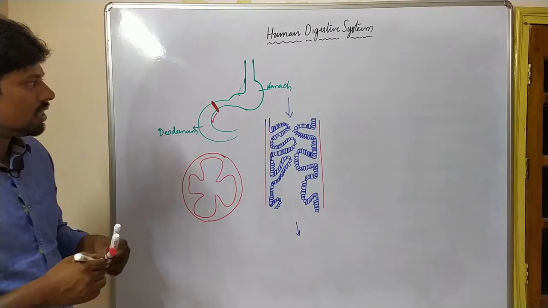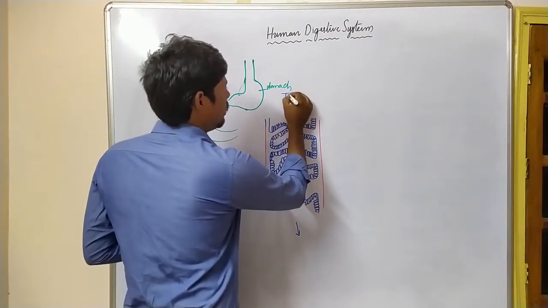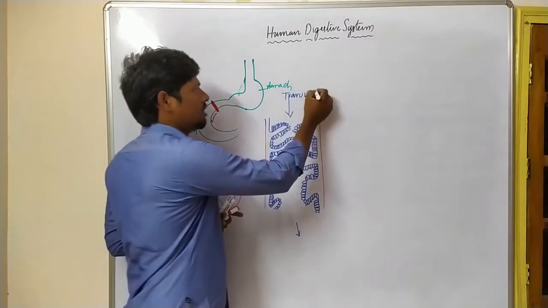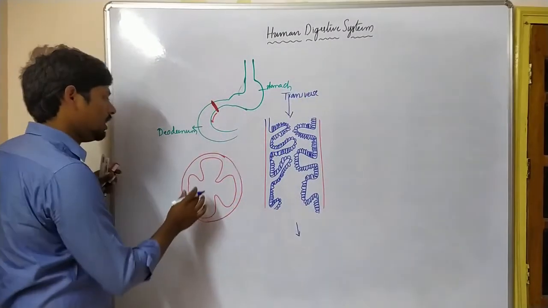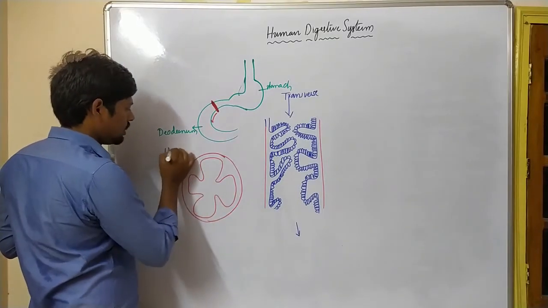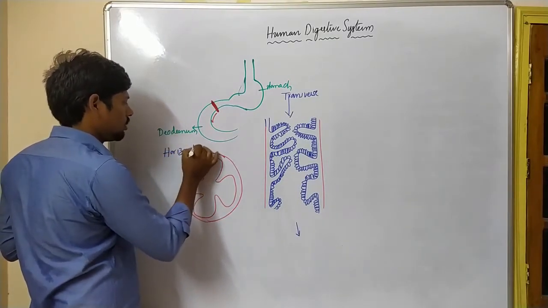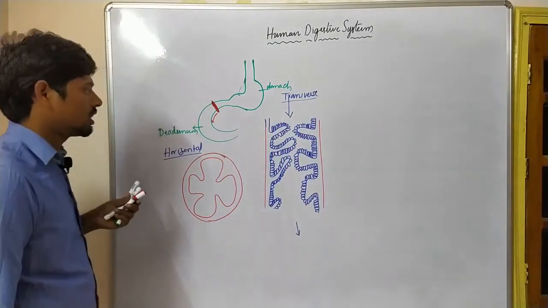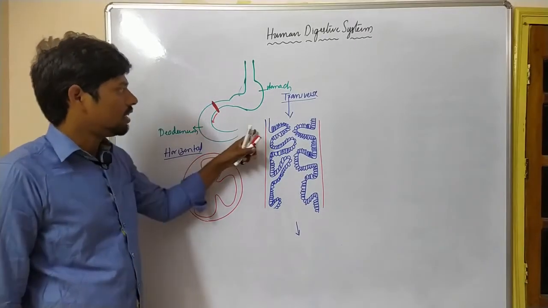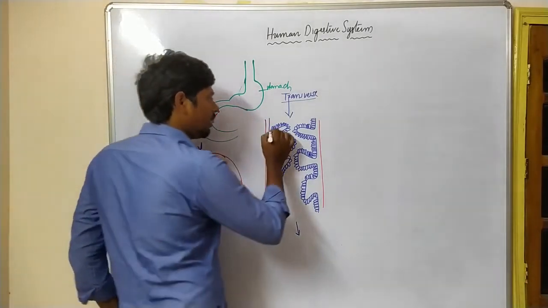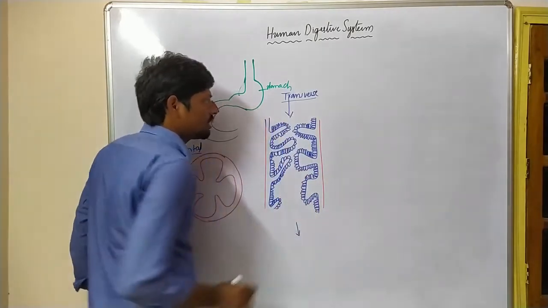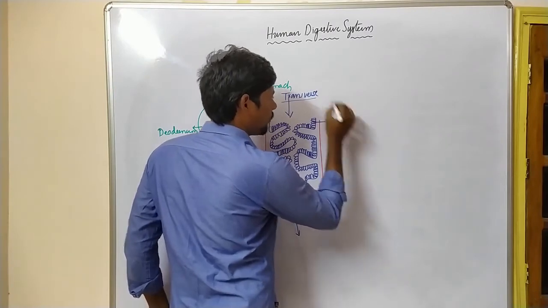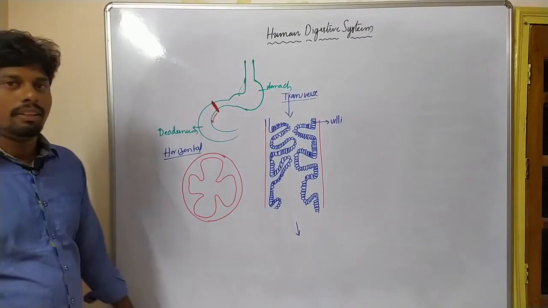This is called the transverse section of the small intestine. This is called a horizontal section. This one is called a transverse section. It looks like these foldings, and also like these foldings. And along with these foldings, there are finger-like structures. They are called villi.